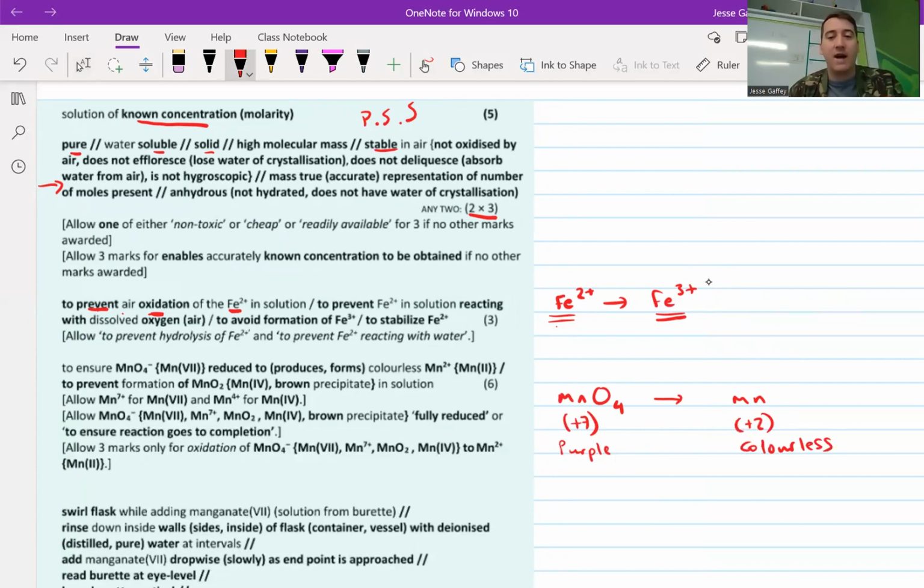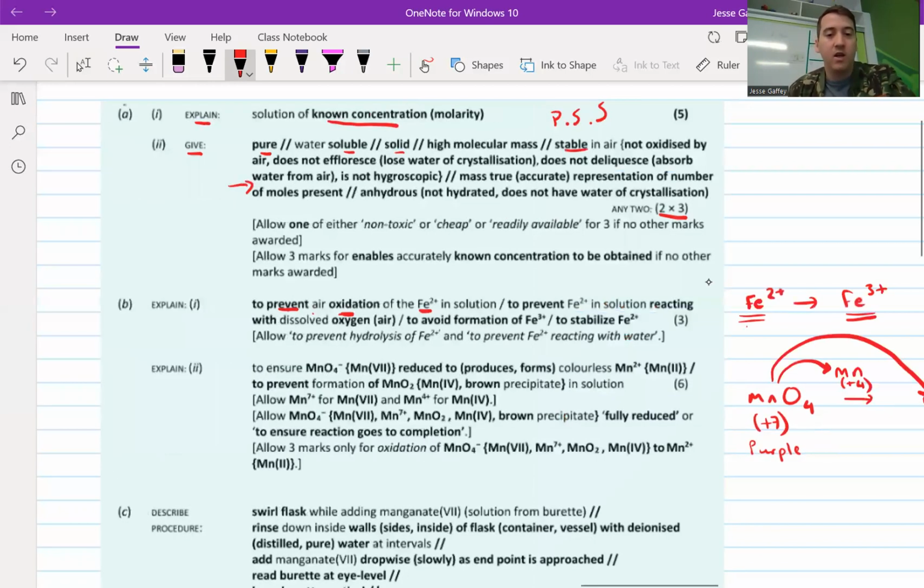If we don't add some acid, what ends up happening is the Mn goes to a +4 oxidation state, which is a dirty brown colored solid. So if we don't add the second portion of acid, that's what's going to happen. Mn +7 is going to go to +4 and stop. We want it to go all the way to Mn +2.